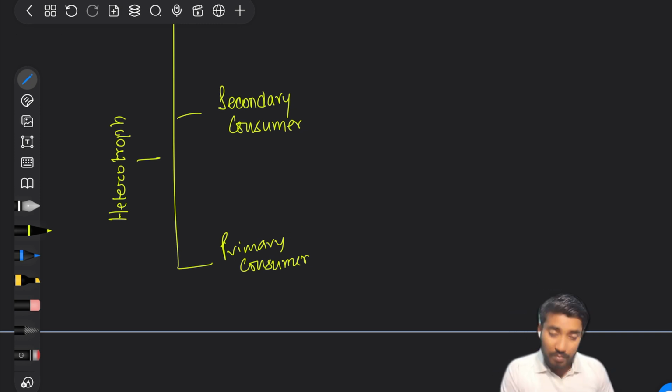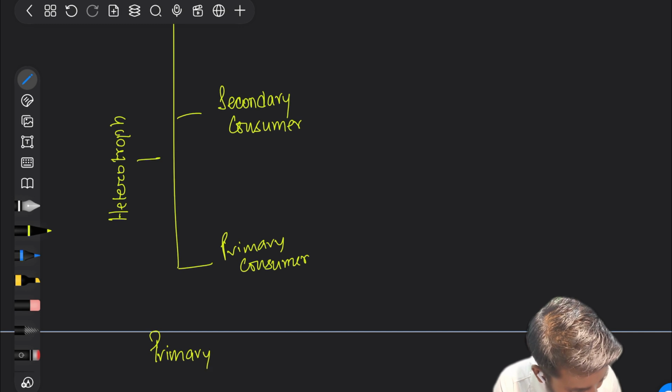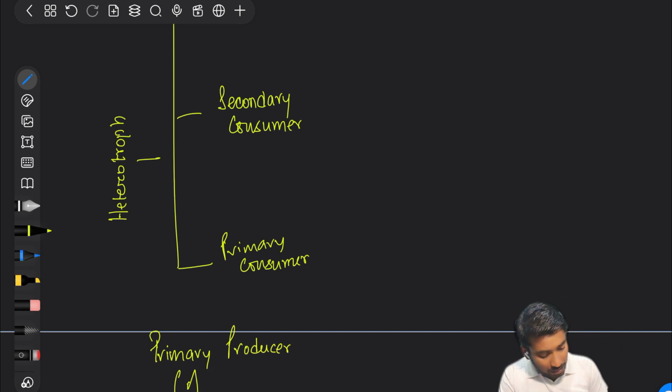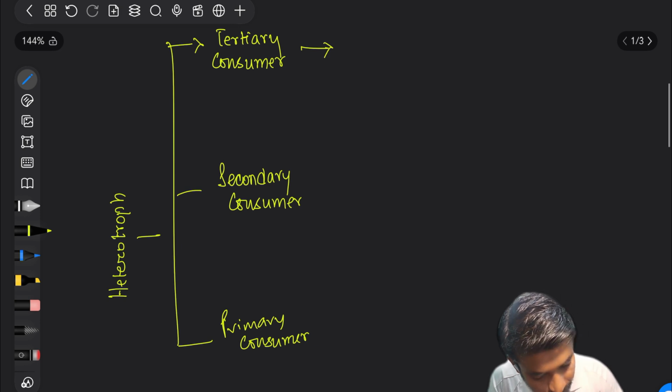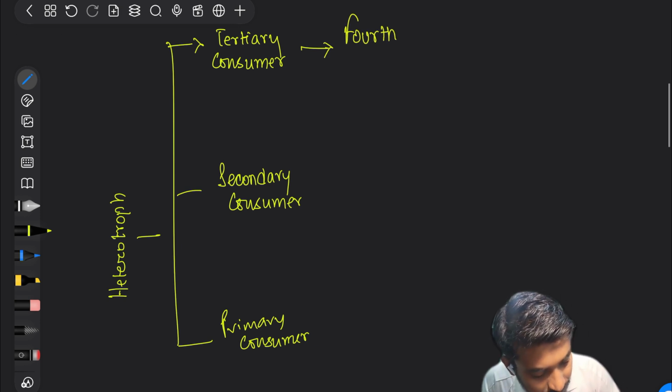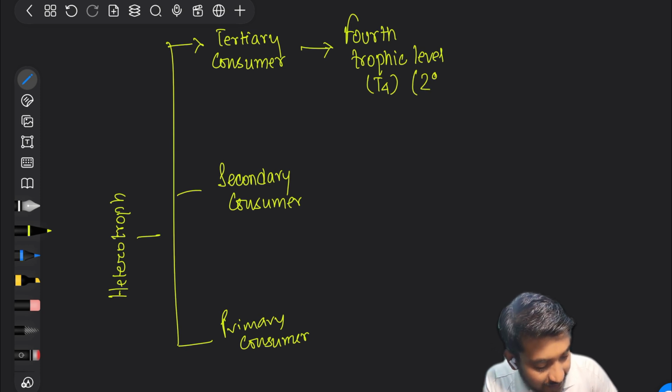Okay, now from where do the consumers get the food, the nutrients, and the energy? They get them from the producers. So the primary producer is the autotroph. Now the tertiary consumer is the fourth trophic level, that is T4, and it is also called the secondary carnivores basically.